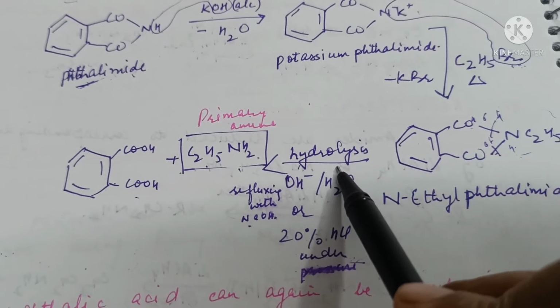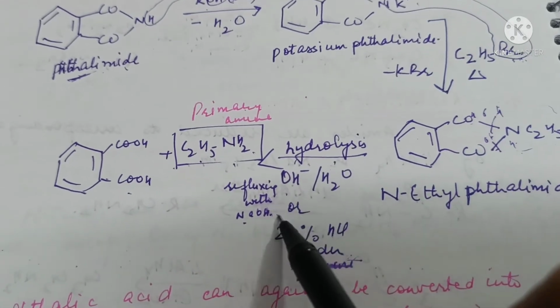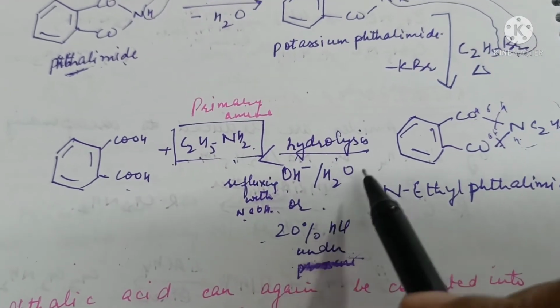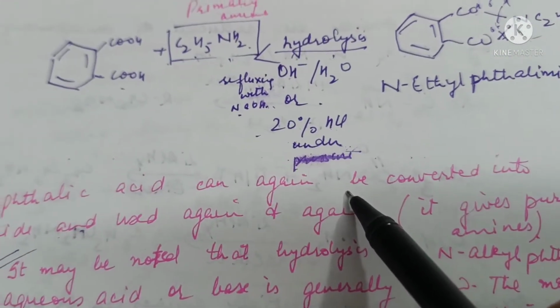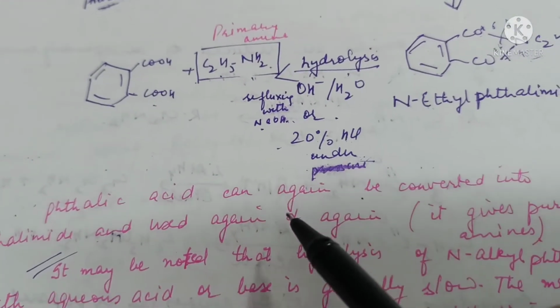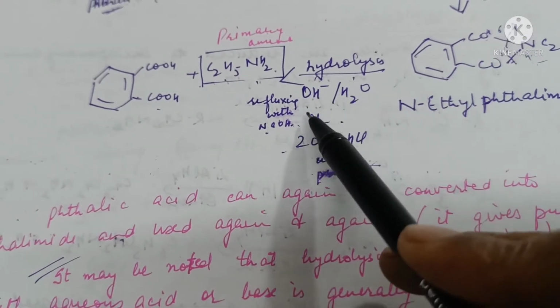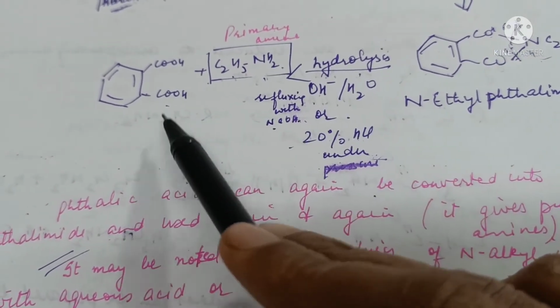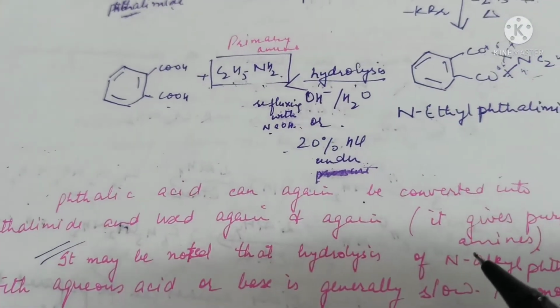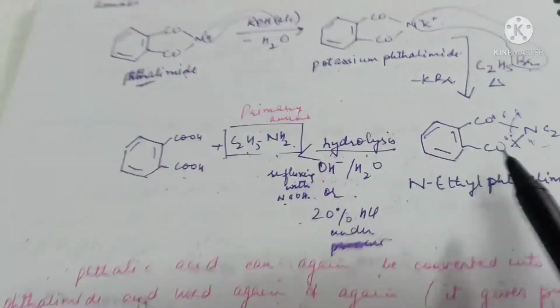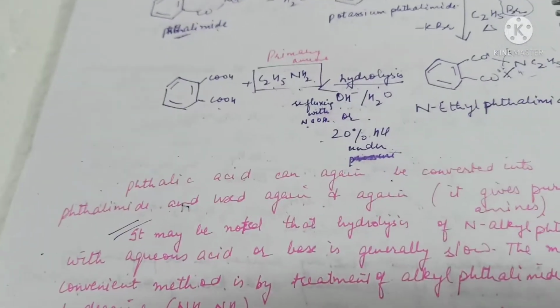So hydrolysis occurs on refluxing with NaOH or on heating with 20% HCl under pressure. Now phthalic acid can again be converted into phthalimide and can be used again and again in this reaction, and it will give pure amines. This is the advantage of the reaction.